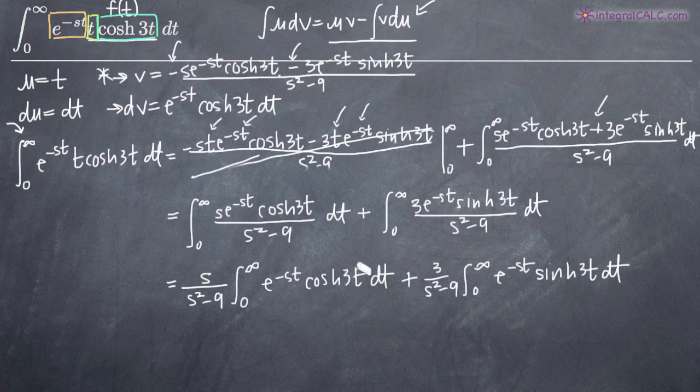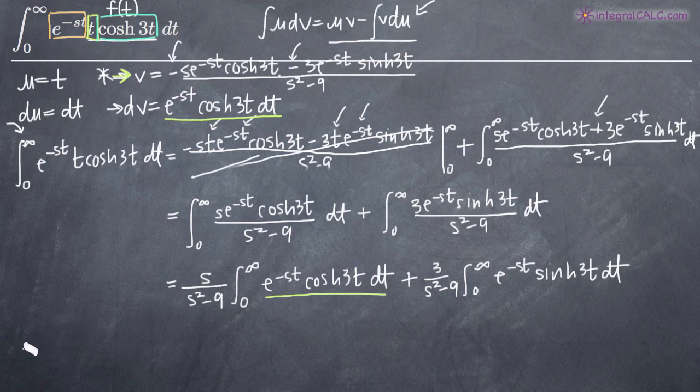Okay, so the good news is we already know that, if you'll notice, this e to the negative st cosh 3t dt is the exact same thing as this, and we already know that the integral is v. We already found the integral here, it's v. So we can go ahead and plug that in.